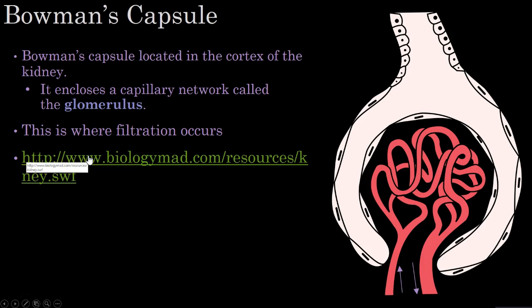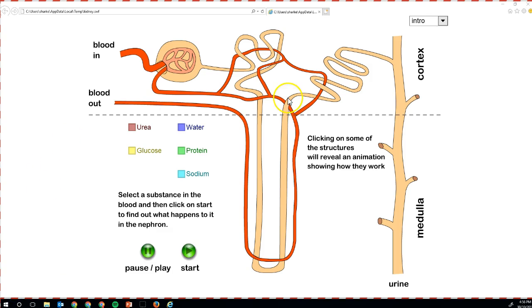Now I do want to open up this here because I think this is okay. So here we have our nephron, and we have blood that's pumped into the glomerulus, which is surrounded by the Bowman's capsule. Now we can actually have a look at the different materials that are filtered out of the blood as they move through the nephron, and whether they're being reabsorbed or filtered.